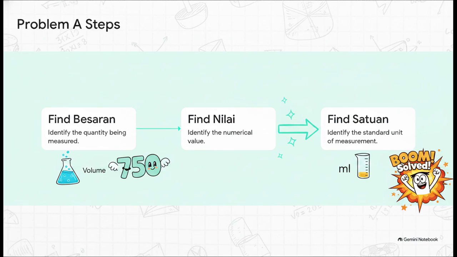What physical property are we measuring? Volume. So volume is our quantity, our Besaran. The number is 750, so that's our value. And the standard of measurement is milliliters, that's our unit. Problem A, solved. But keep Latihan in the back of your mind. If we are plugging this into a standard physics equation, we'd likely need to convert those 750 milliliters into SI units, like 0.75 liters, or even take it all the way to cubic meters.